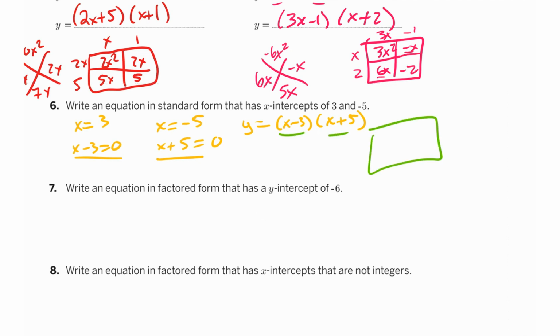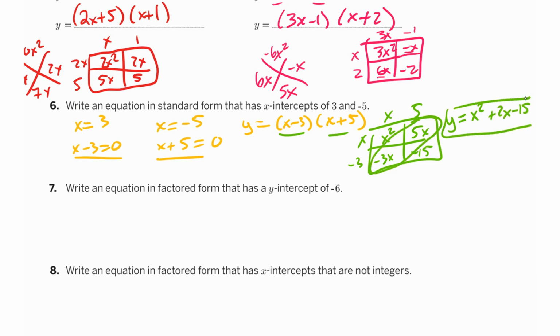So in my box, x plus 5, x minus 3: x times x is x squared, 5 times x, -3 times x, and -15. I combine like terms to get my final equation here, which is y equals x squared plus 2x minus 15.